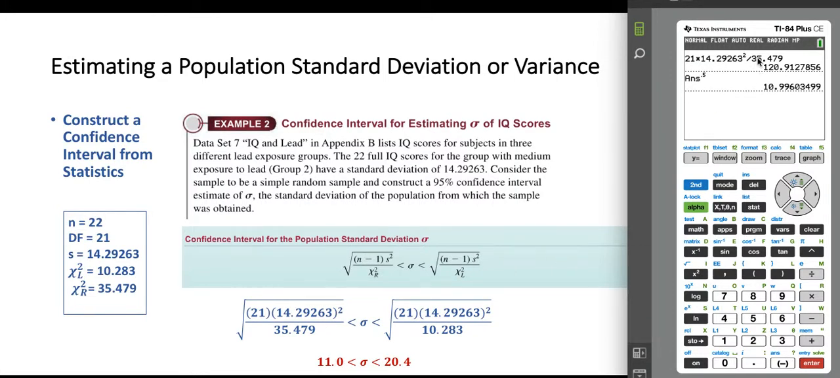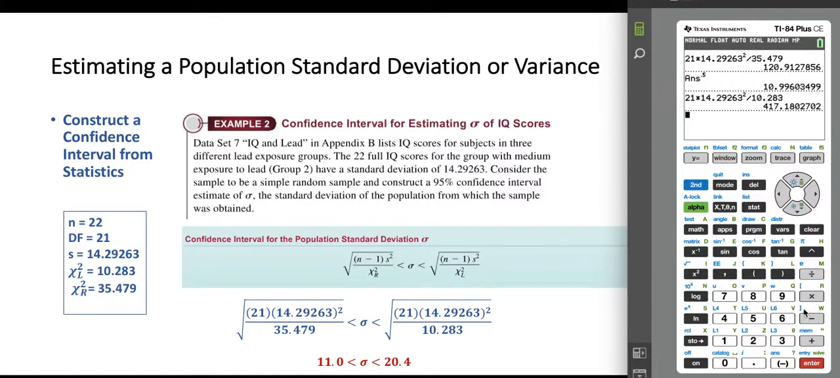Now, I will need to do the same thing to the other side, except instead of dividing by 35.479, I want to divide by 10.283. On the newer calculators, you can go up to what you just typed, and you can change that. So we're going to change that value from 35.479 to 10.283.